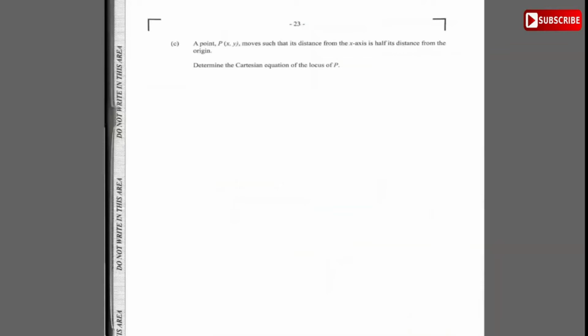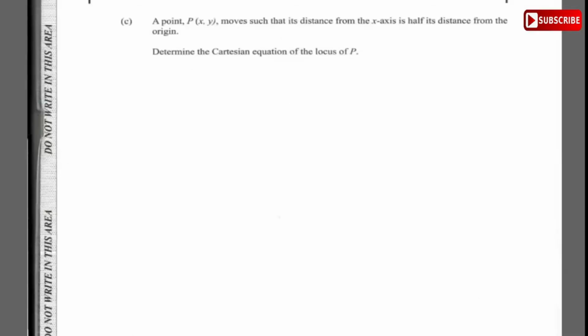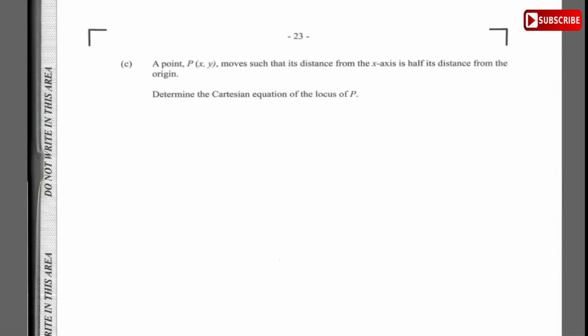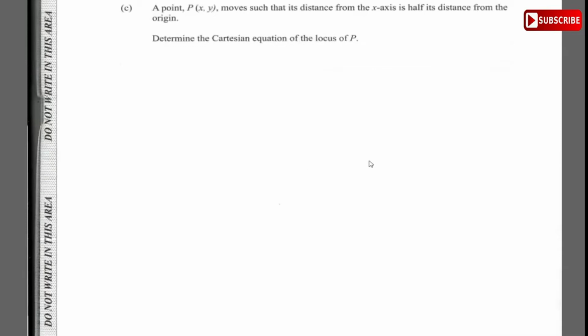Next question. It says a point P of x, y moves such that its distance from the x-axis is half its distance from the origin. Find the locus of the equation. Let me zoom in, I'm not seeing fully. Determine the Cartesian equation of P. Now, I can't just do a question like this. I always have to see what's going on. I always have to do a little sketch.